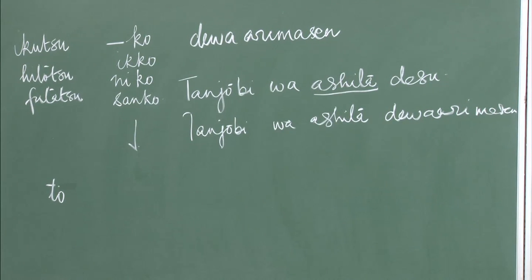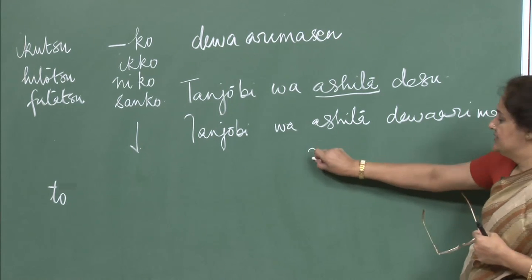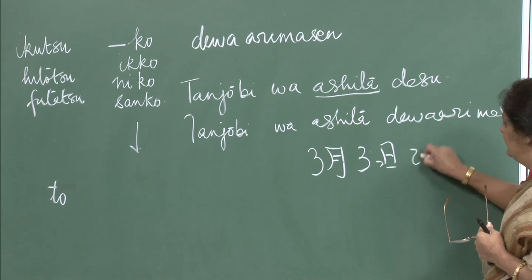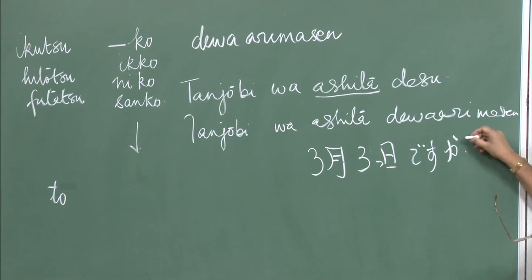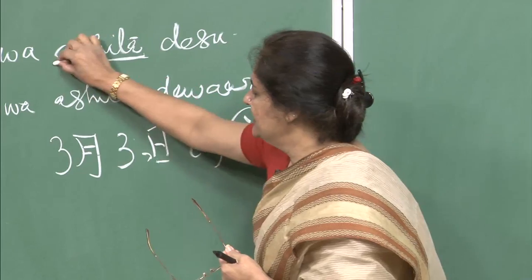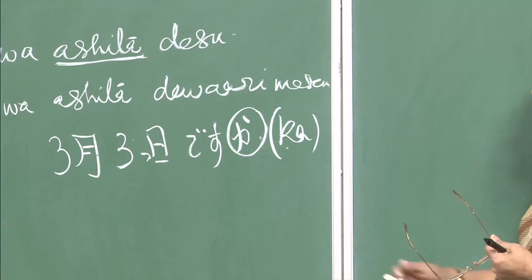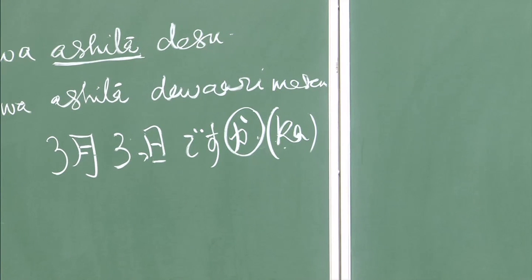and instead of ashita, you can also put your date and ask. Tanjobi wa sangatsu mikka desu ka? A question ka over here. Instead of ashita, time expression sangatsu mikka, the 3rd of March. You can also answer, iie watashi no tanjobi wa sangatsu mikka dewa arimasen. You can also answer like this.